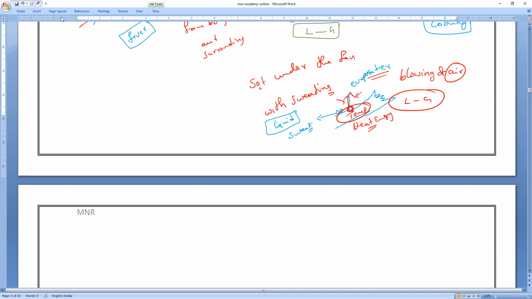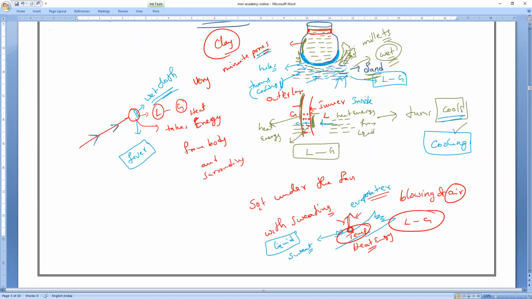Sir, also light color cloth. Yes, that is right. It is like our mother putting a wet cloth during fever. That is called sponging in fever. So this is also evaporation only. All of you understood or not? Any doubt? Anybody can ask me.